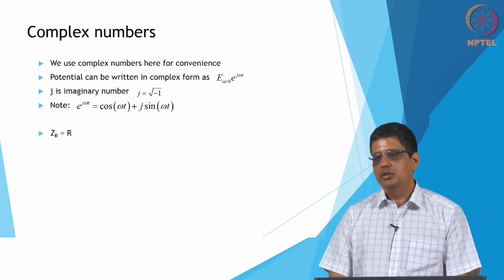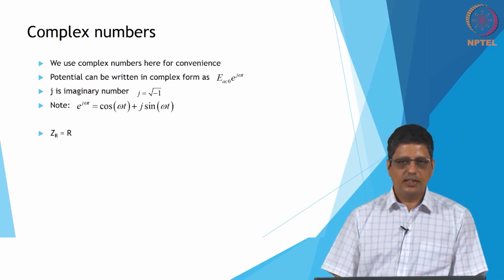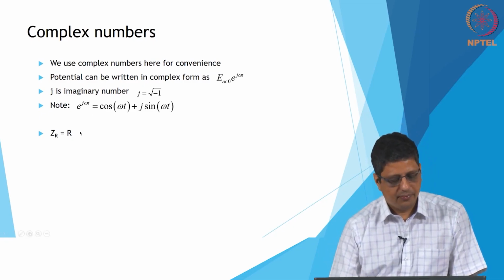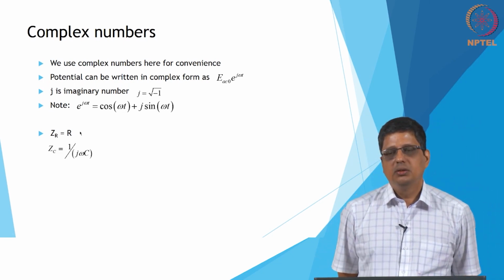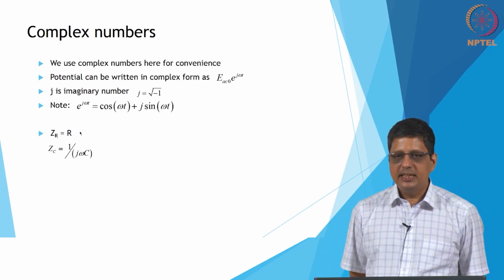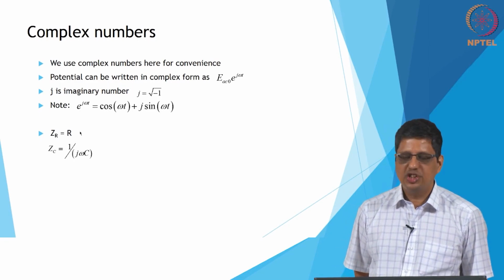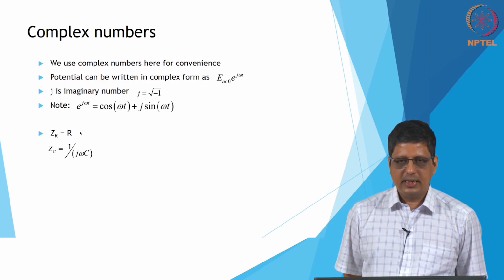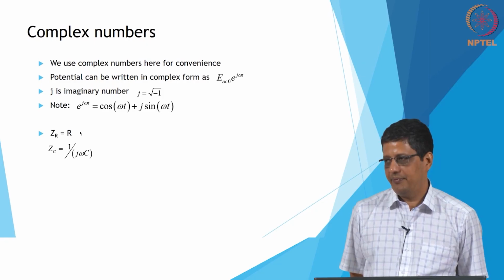Z is normally used for impedance. So, Z subscript R here refers to the impedance of a resistor, and that is given by R. Impedance of a capacitor, we would write as 1 by j omega C. 1 by omega C is the magnitude, and 1 by j is 1 by square root of -1, that is going to be minus j. That really tells the current is leading by 90 degrees, that means the impedance is going to have minus 90 degrees.